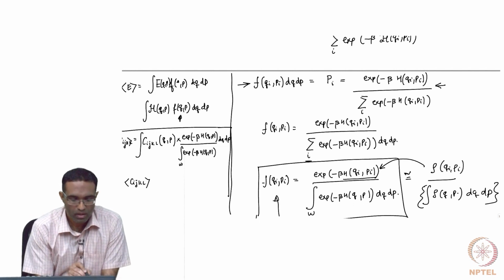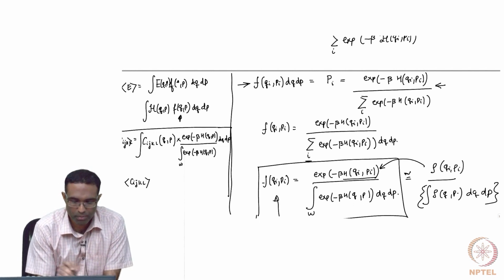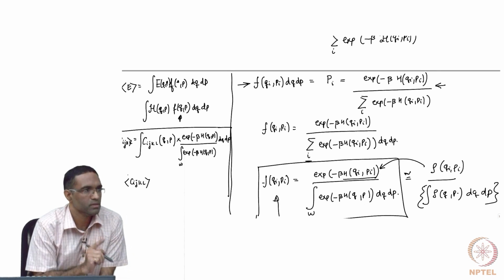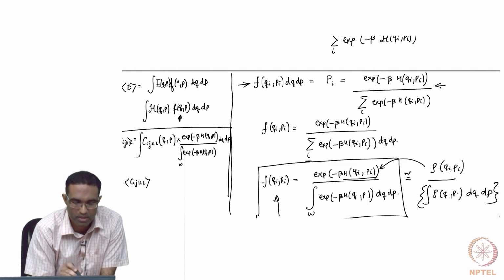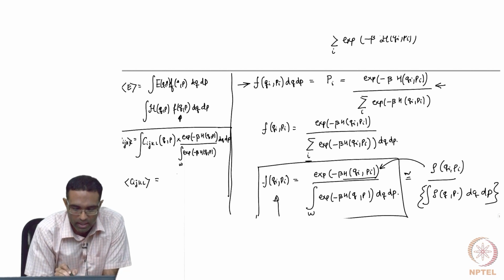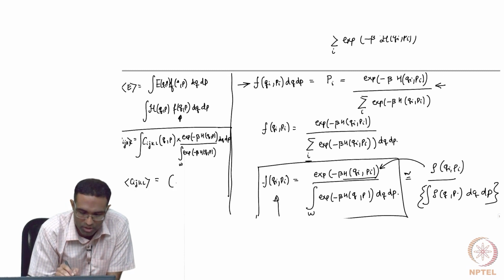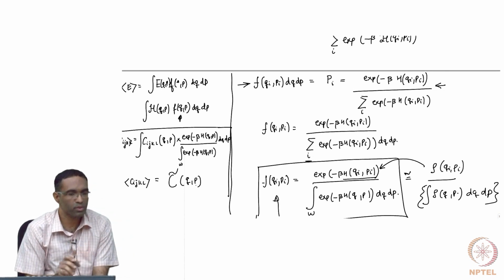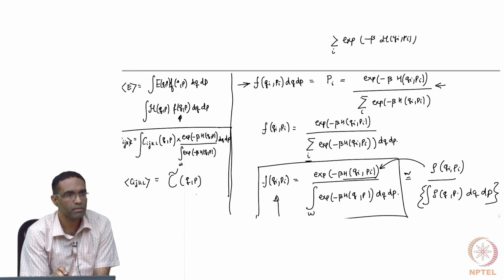Okay. So if you are able to perform this integration explicitly, then you would get an explicit, say, some function, right? Some function of q and p.